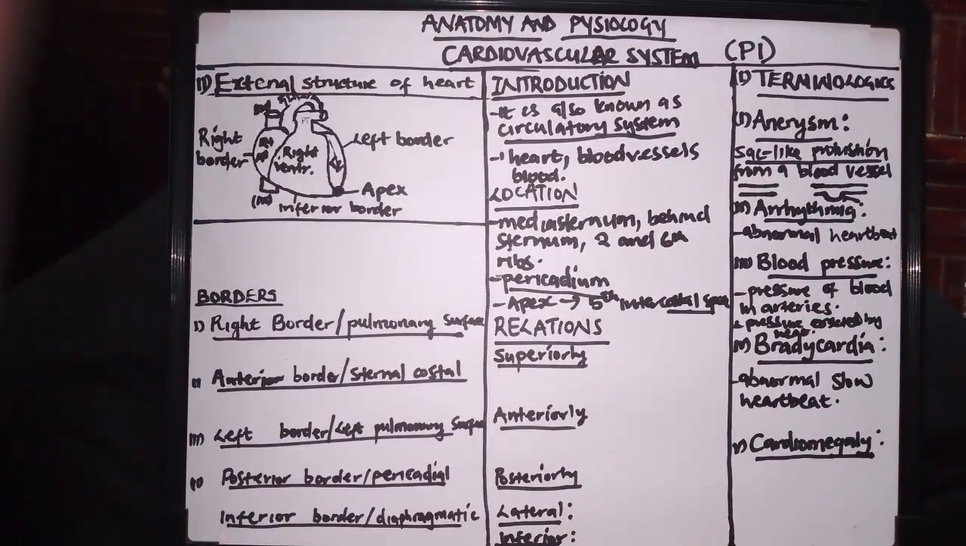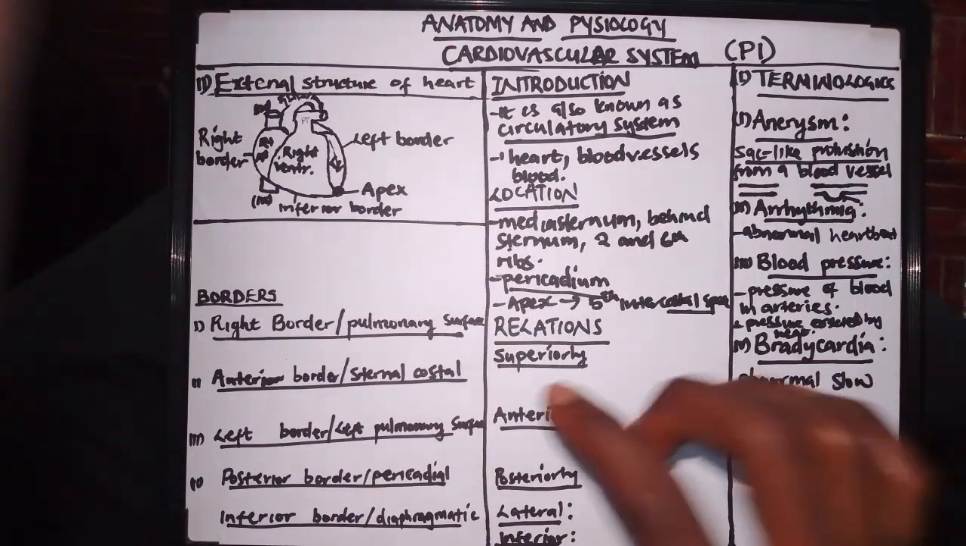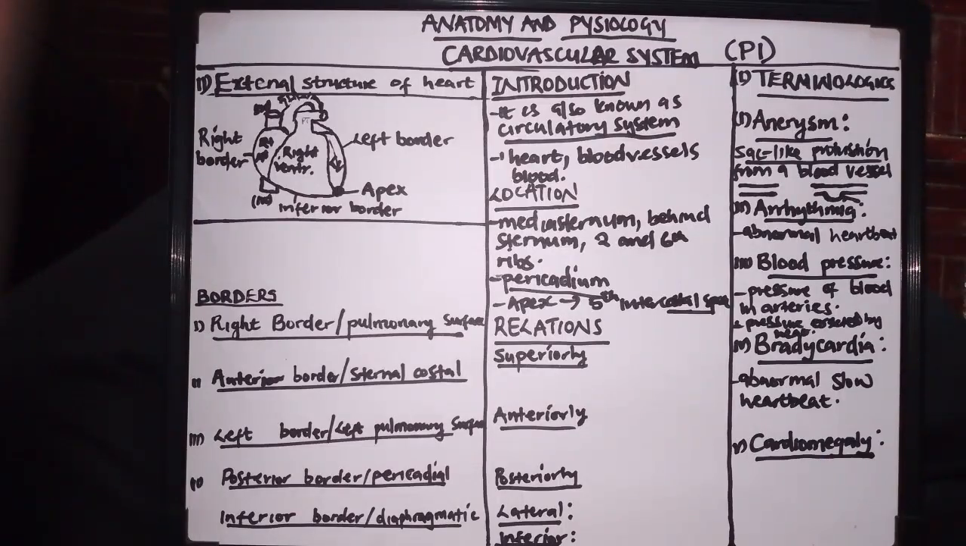So remember, arrhythmia, this is an abnormal heartbeat. Whereas bradycardia, it's abnormal slow. So when we're talking about bradycardia, we're talking about a slow heartbeat.